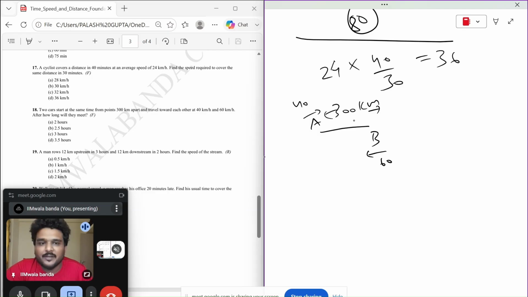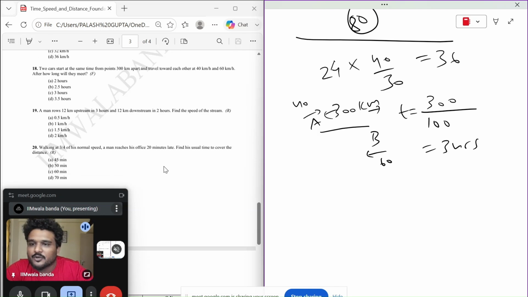After how long will they meet? Now they're moving towards each other. As I told you, for opposite directions you have to add the speeds, because they're going to see each other coming together very fast. So it will be 100, and the distance is 300. So time is total distance upon total speed, so they will take 3 hours.